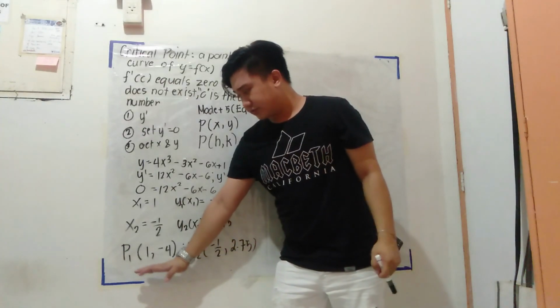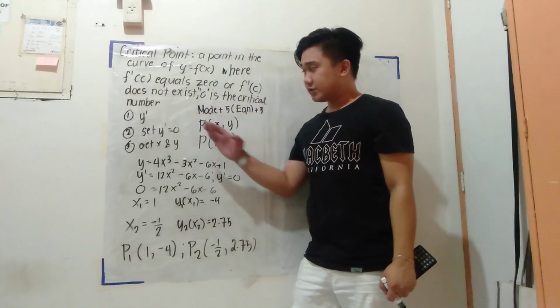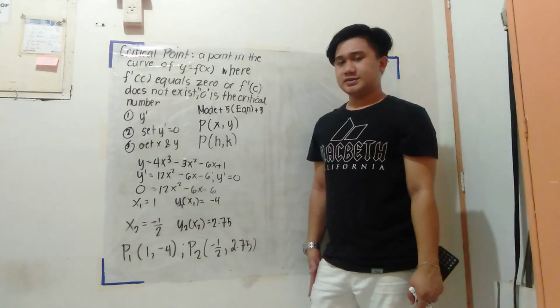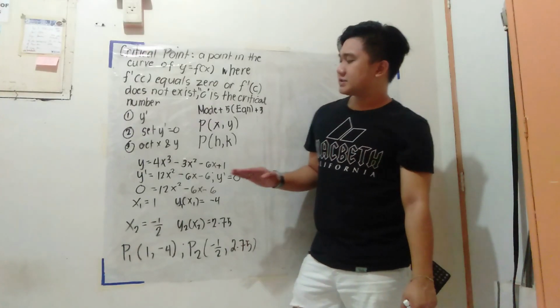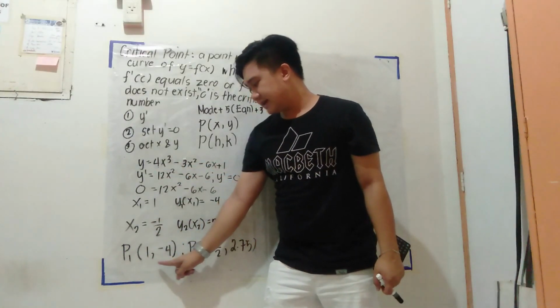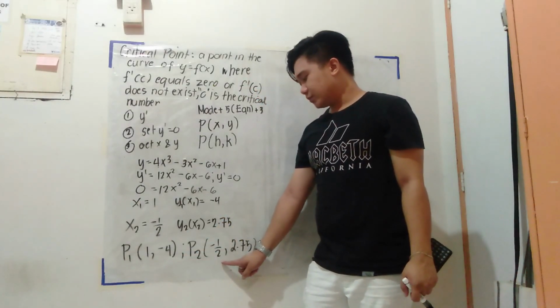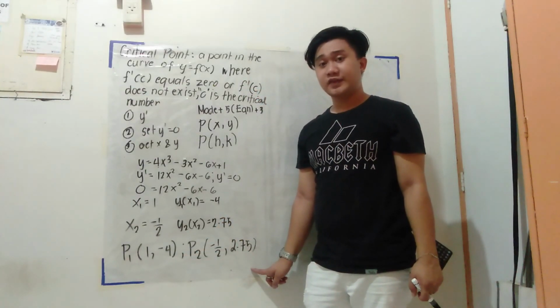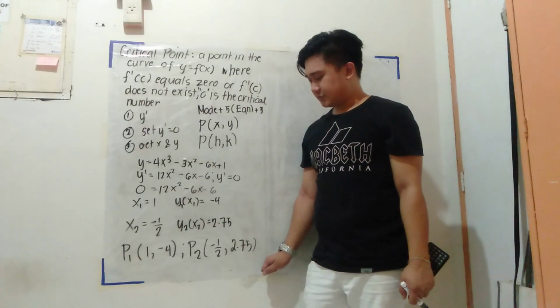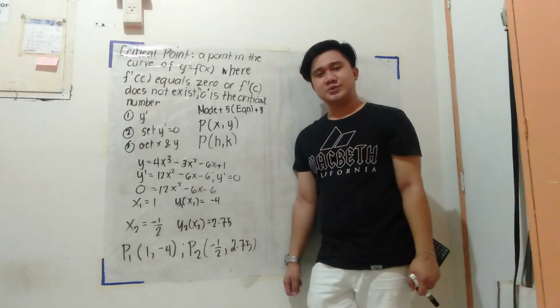And pakisulat nitong values na to kasi mamaya, ito din yung gagamitin nating equations. So, the critical points of this equation is 1 and negative 4 and negative 1 half and 2.75. Okay? So, for the meantime, please copy your notes.